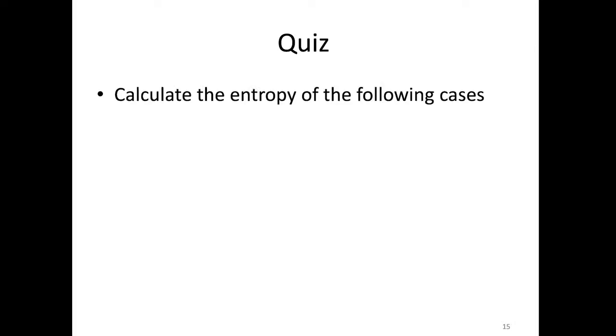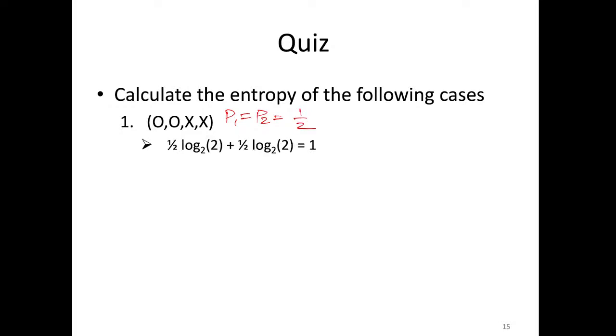Okay, so a quiz. Calculate the entropy of the following cases. First one, 2 positive and 2 negative cases. Then what's the expected entropy? Okay, so half of them are yes, half of them are no. So which means P1 equals P2 equals 1/2, and n equals 2. Okay, so if you compute the entropy, this is the result.